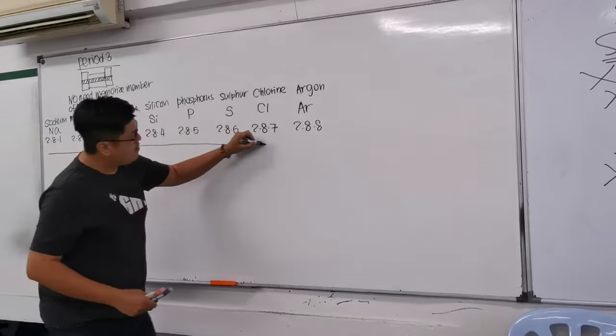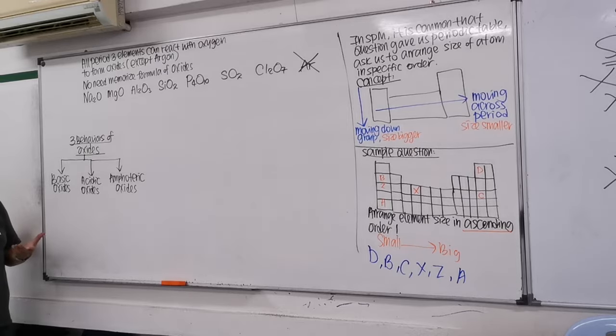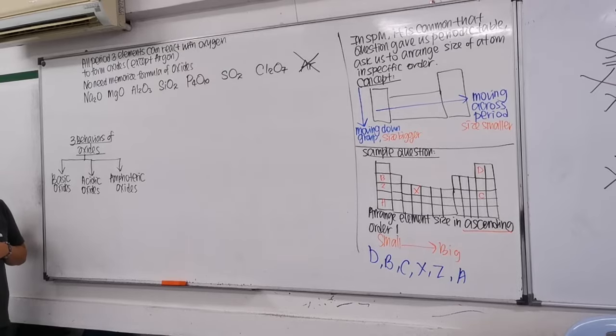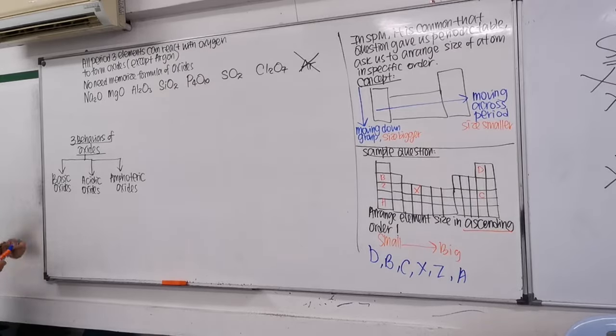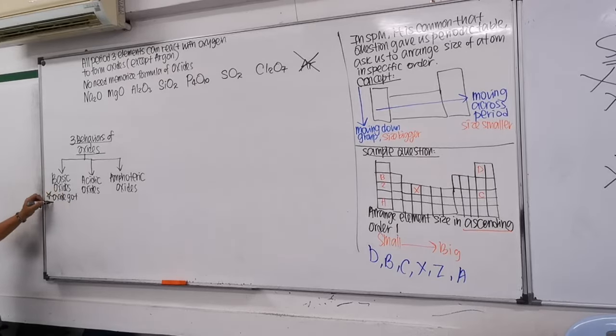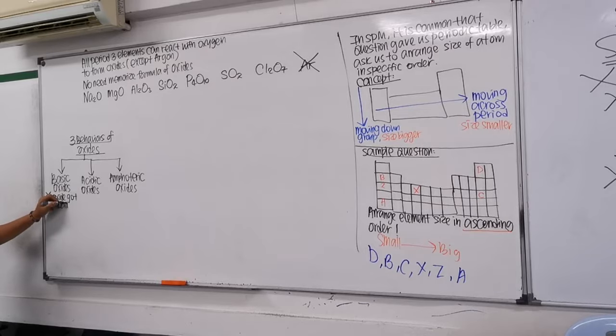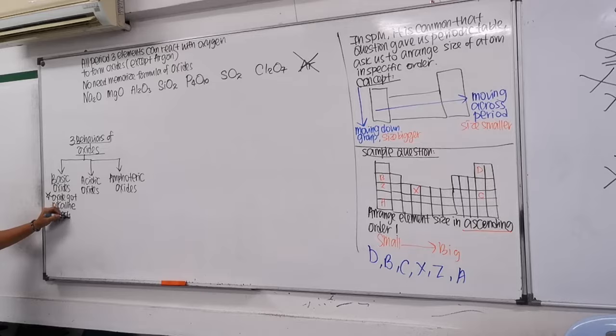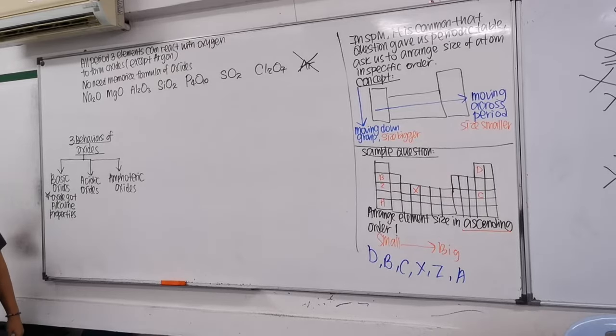Clear? Alright guys, what it means by basic oxide, you learn the word base when you go to Form 4 Chapter 7. For now, I want you all to understand and assume base means alkaline. So basic oxide means that this oxide got alkaline properties. If your oxide got some alkaline properties, your oxide is alkaline, so we call it basic oxide.